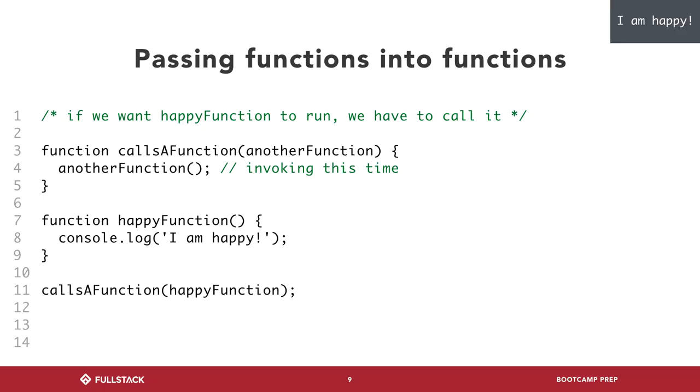So we go through lines 1 through 10, and nothing happens yet. On line 11, we actually run calls a function. We go back to line 3. It's like, oh, what am I taking in? I'm taking in happy function. Okay, great. So after line 3, this variable, another function, becomes happy function. So when we invoke another function, we're basically invoking happy function. Cool? Yes? Awesome, right?